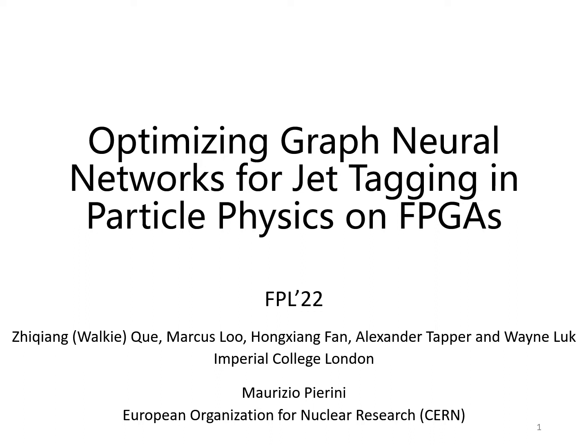Today, I'm going to talk about our recent research about optimizing graph neural networks for jet tagging in particle physics on FPGAs. This work is a result of the collaborations with researchers and scientists from CERN and Imperial College London.